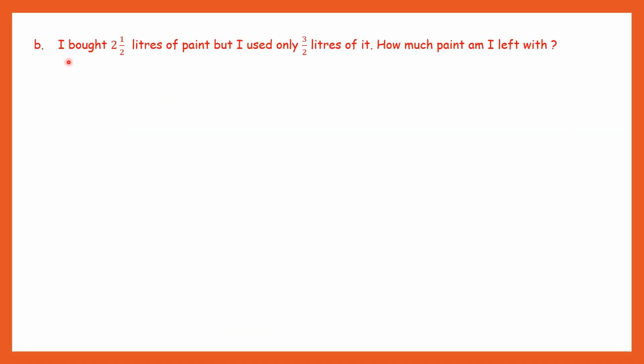Question B. I bought 2.5 liters of paint, but I used only 3 by 2 liters of it. How much paint am I left with? So let's begin by saying how much I bought first. So paint I bought is 2.5 liters. So let's write that. 2.5 liters of paint is what I bought. How much did I use? Paint I used is 3 by 2 liters. 3 by 2 liters. That means I used less.